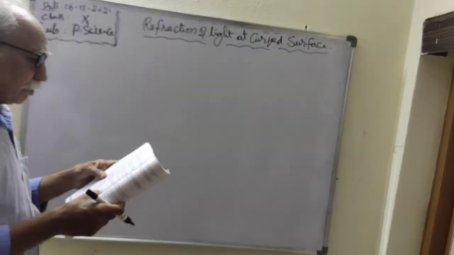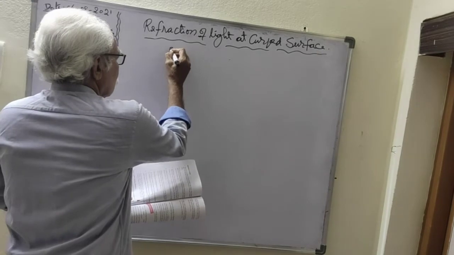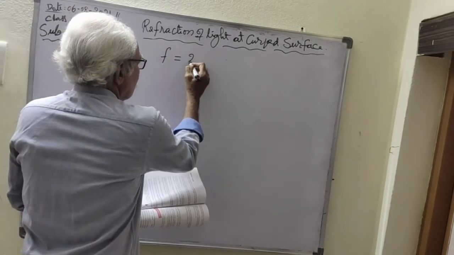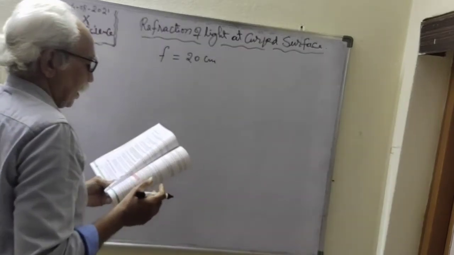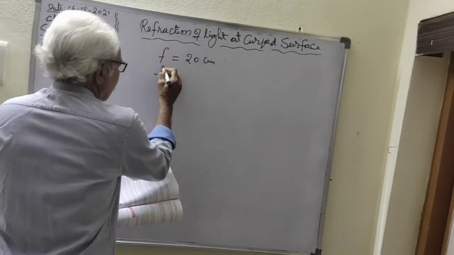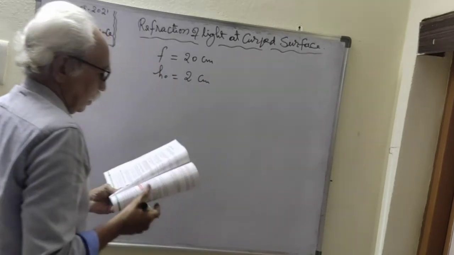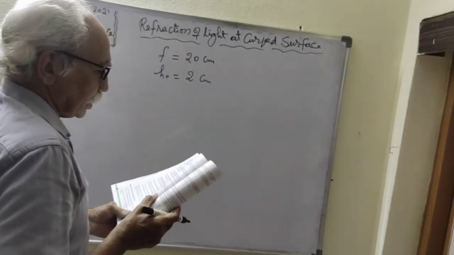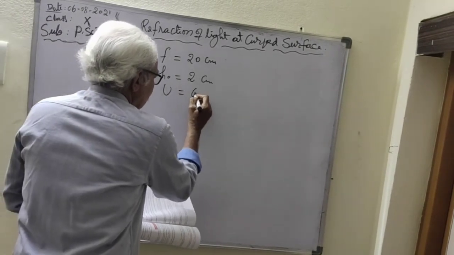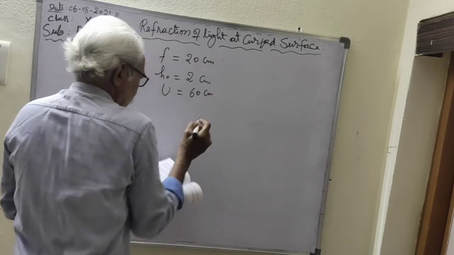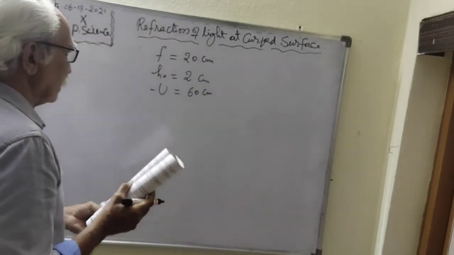Focal length of the convergent lens is 20 centimeters. The object height is 2 centimeters and the object is 60 centimeters from the lens. So the distance of the object is 60 centimeters, so it is minus. So what image is formed? Let us see.